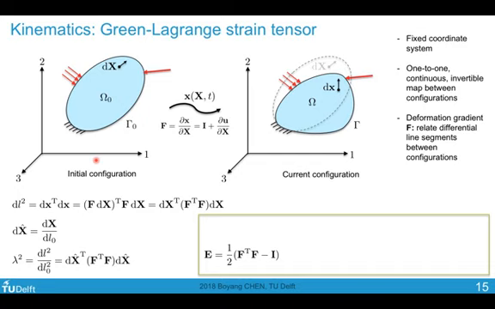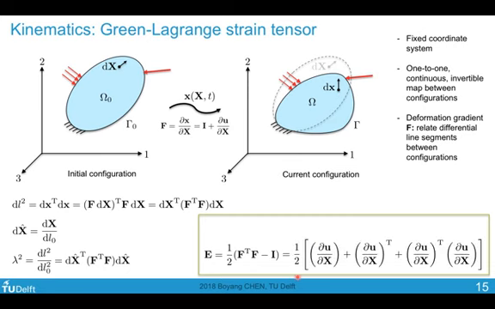Let's take a closer look at the expression of this Green-Lagrange strain tensor. Here you can consider a tensor as a matrix. We plug in the expression of the deformation gradient as the identity matrix plus the displacement gradient. Then we obtain this form. So we can either write the Green-Lagrange strain tensor in terms of the deformation gradient or in terms of the displacement gradients.